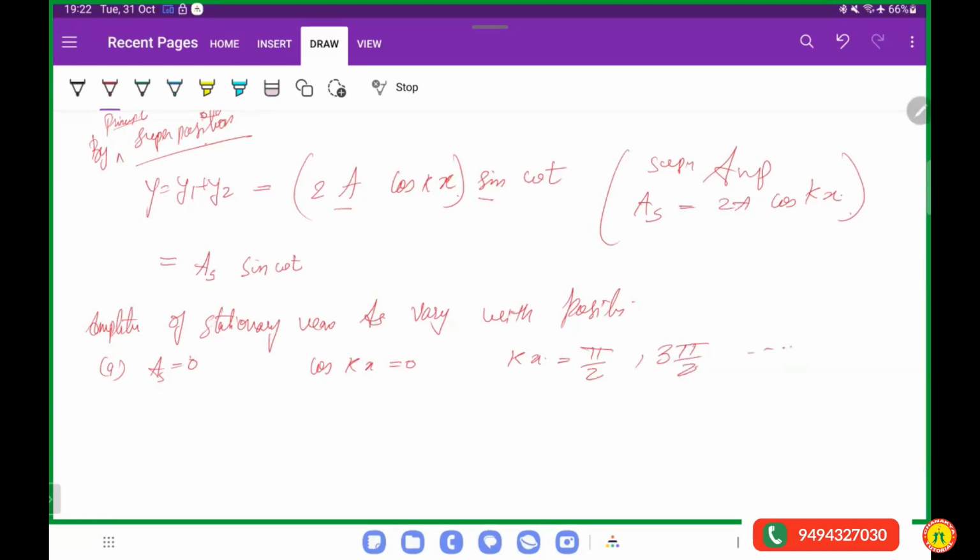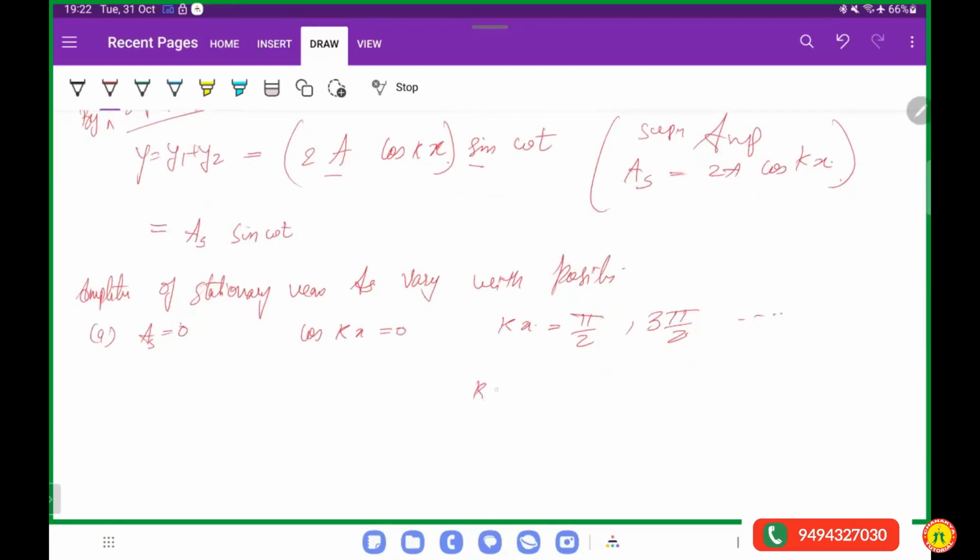If it is like this, the k formula is 2 pi by lambda. Lambda is your wavelength. So if we take this value, then the x value will be, if I use this, pi will be cancelled, lambda by 2 pi into pi by 2. So lambda by 4. Then it will be 3 lambda by 4, and so on.